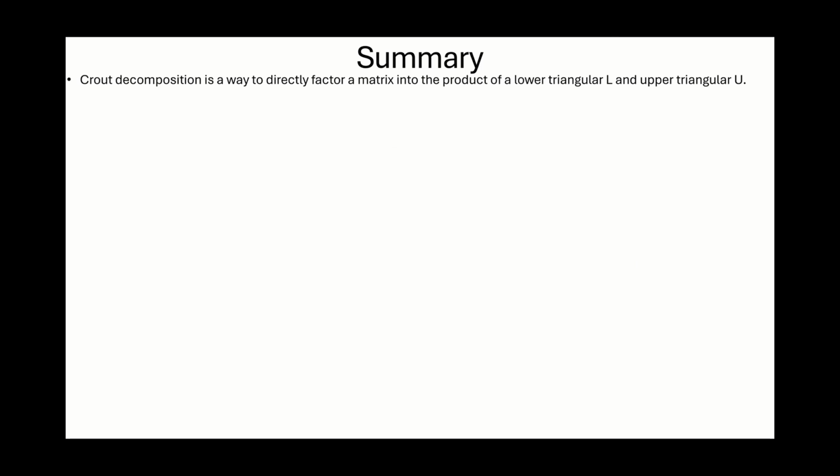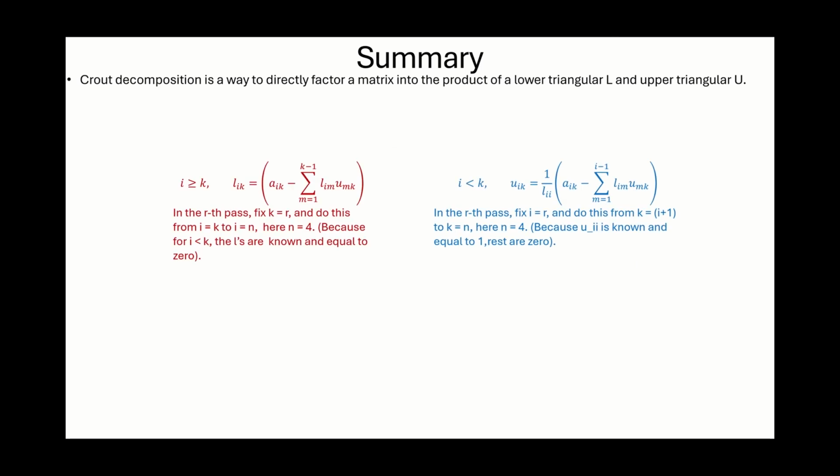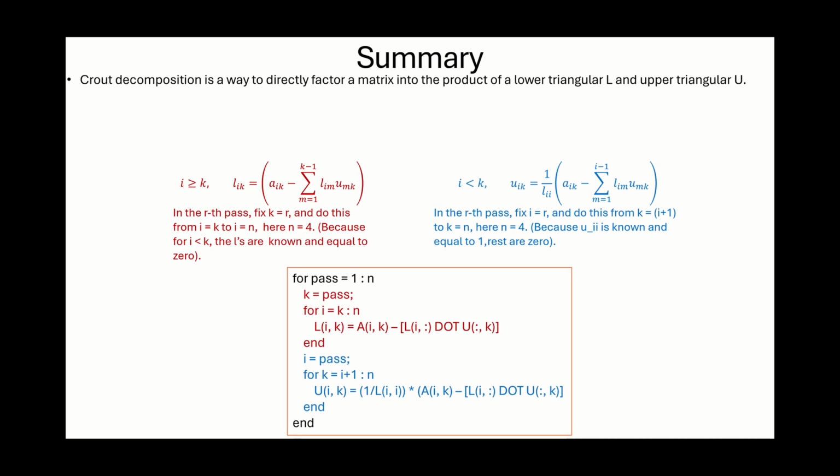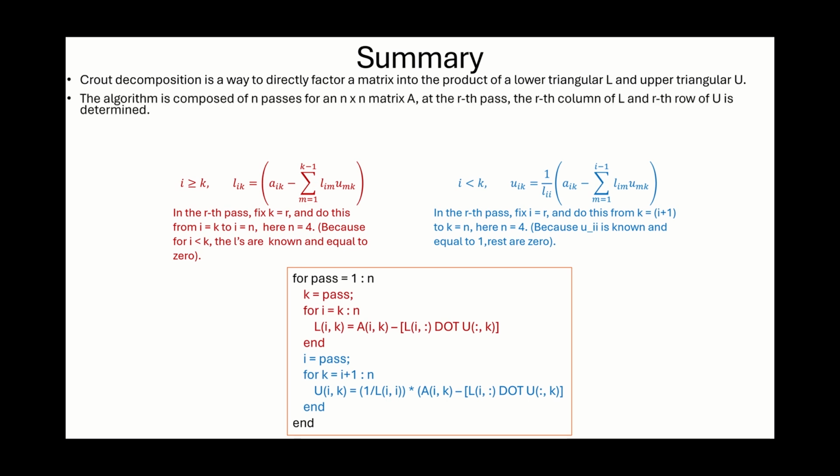In summary, Crout decomposition is a special case of LU factorization where the upper triangular matrix has all 1s on the diagonal. The algorithm for Crout decomposition uses the formulas shown here. It requires n passes for an n by n invertible matrix. And in each pass, we first find the next column of L, and secondly, the next row of U.